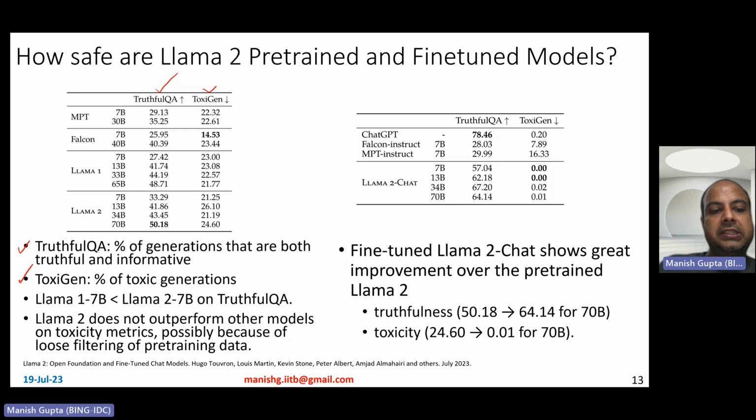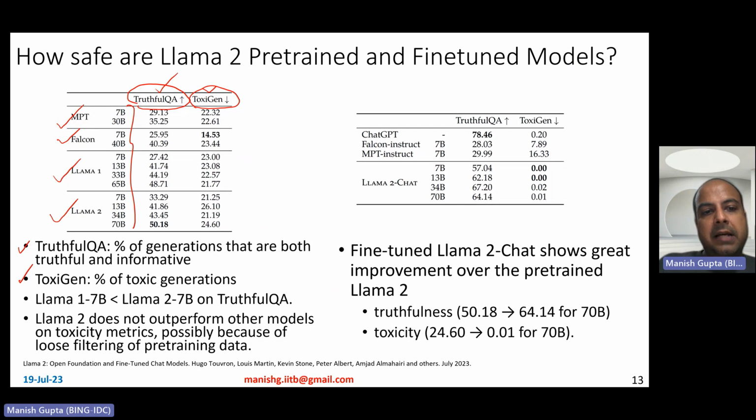So, percentage of toxic generations which are produced by the model. Here's a comparison across MPT, Falcon, Llama 1 and Llama 2 across different sizes of checkpoints. What you observe is that, truthfulness, of course, higher the better, toxicity lower the better, right? So that's the obvious thing.